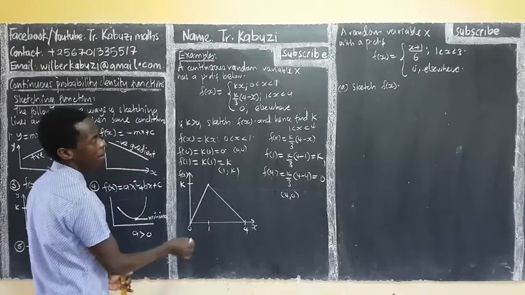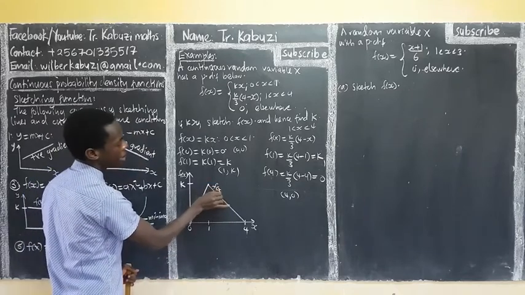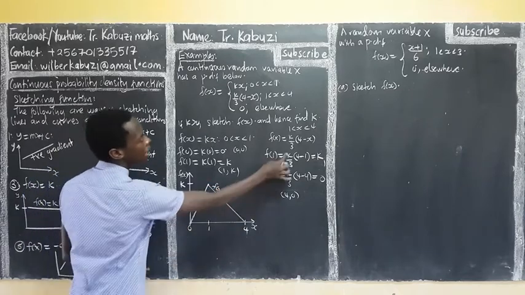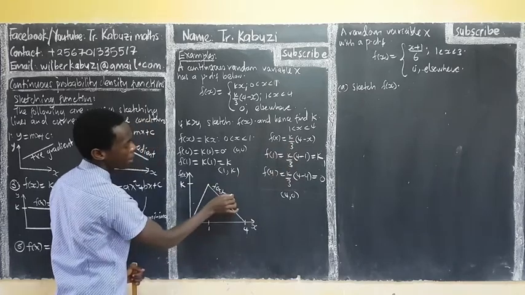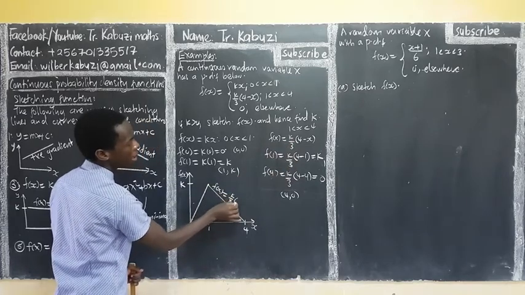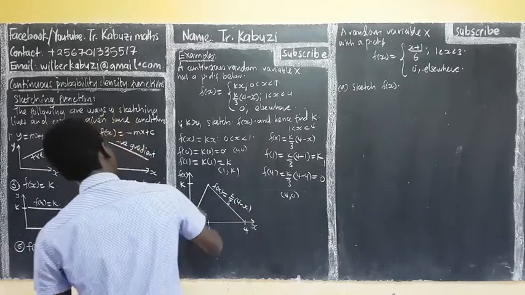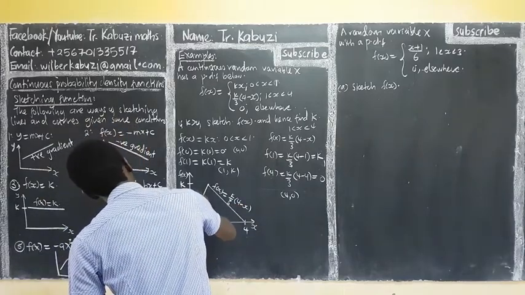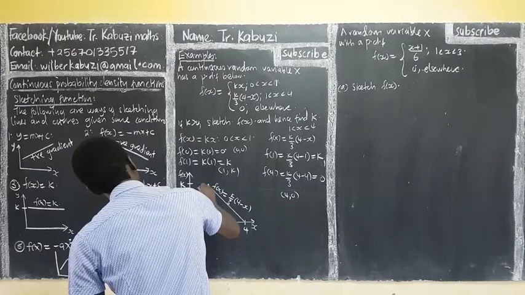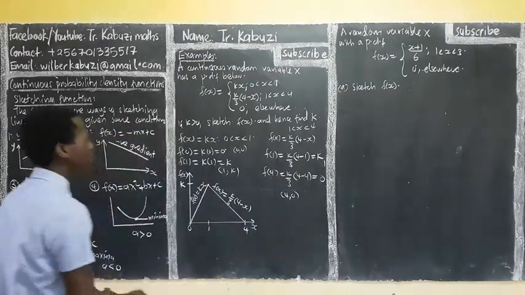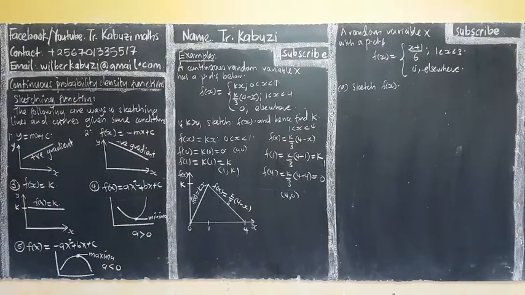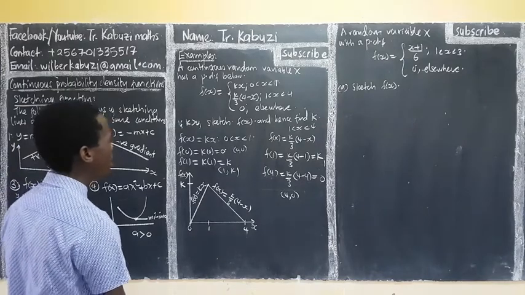So now we name them. This is our f of x equal to, now this function here, k over 3 into 4 minus x. Then this one is our f of x equal to kx. So that's a simple sketch. Then they are telling you, hence find the value of k.